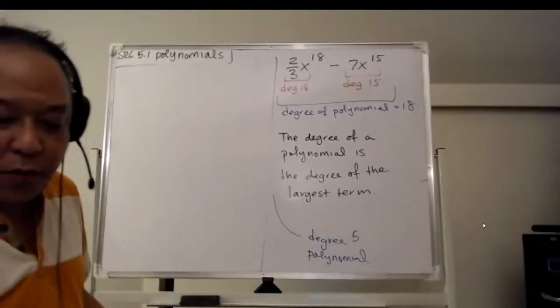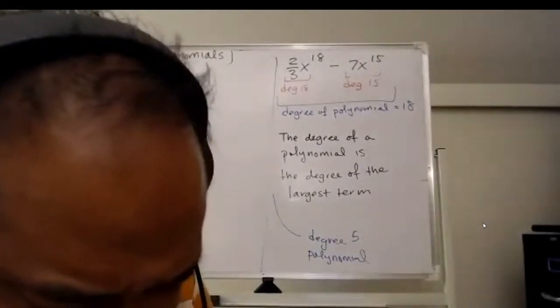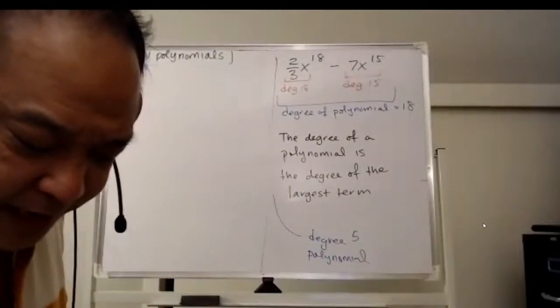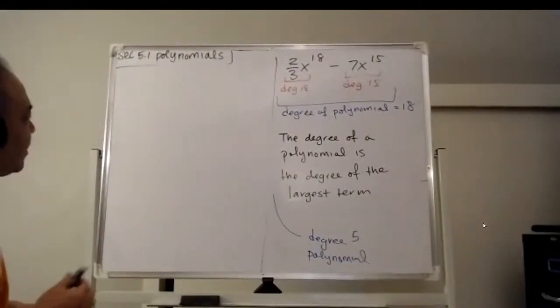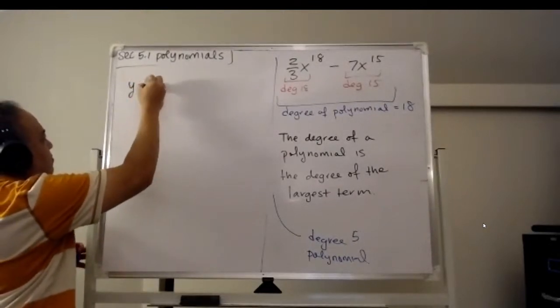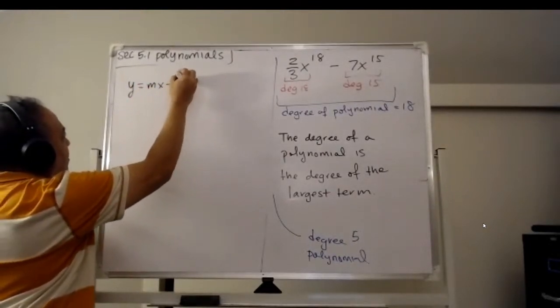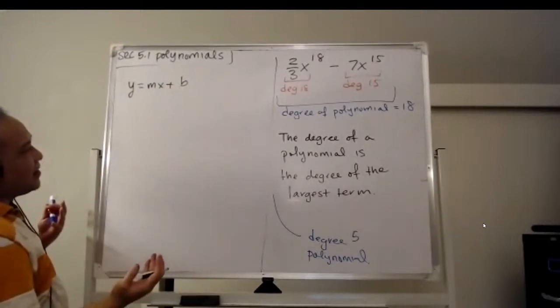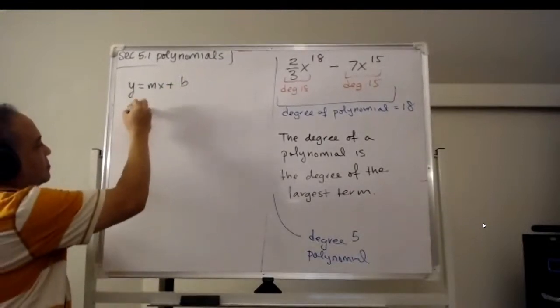Now, the normal course of this lecture goes, let me show you where degree is used if you're an engineer. So if we look at a line, you know what this is? That's a polynomial.